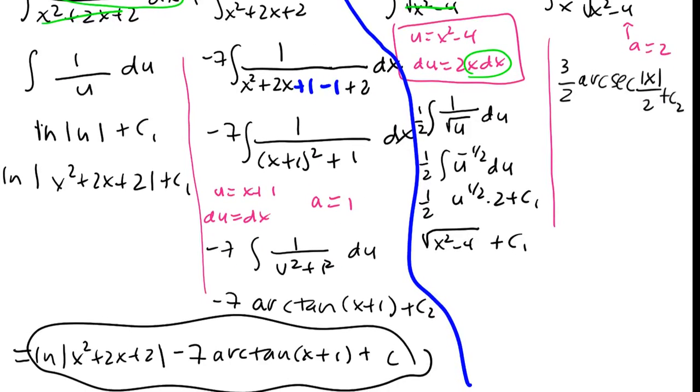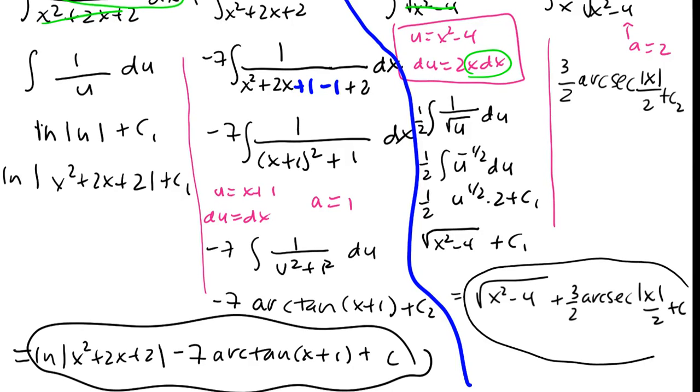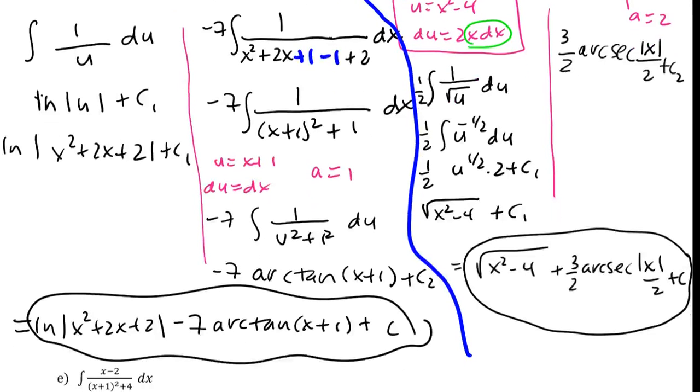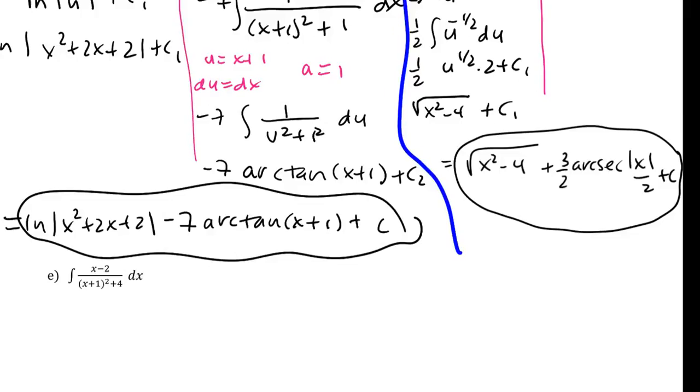Let's put everything together now, and it's going to be the square root of x squared minus 4 plus 3 over 2 arcsecant, absolute value of x over 2 plus c. Awesome. Okay, I hope we're on our last one.